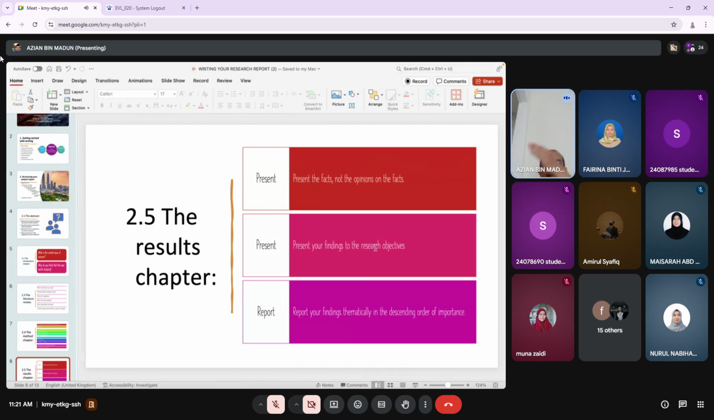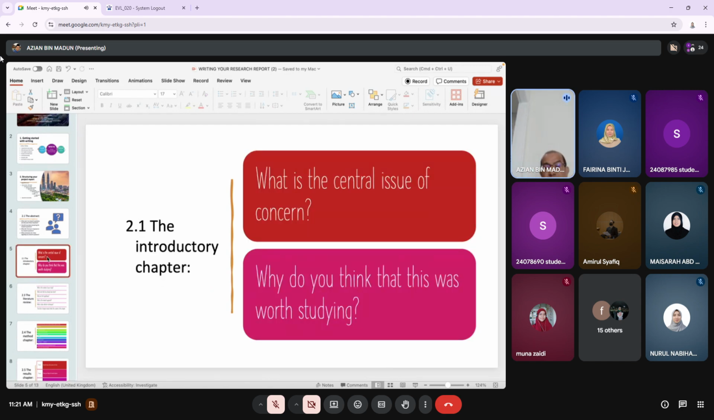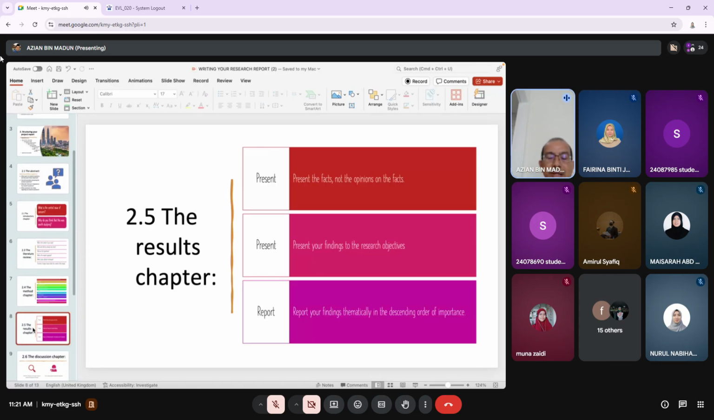So it's like a circle. In the introduction you say what the problem is with the current situation, why you think you want to address that study, what you expect to add, what you expect to improve. And then towards the results you put it back: what do you say, what have you found. That's where you connect back to your research objective.